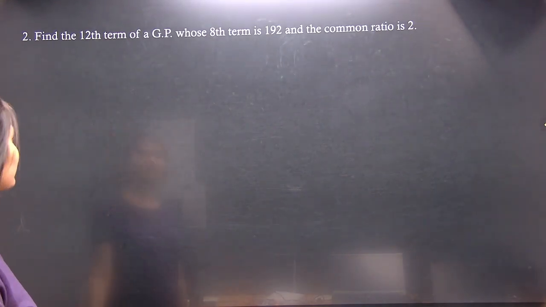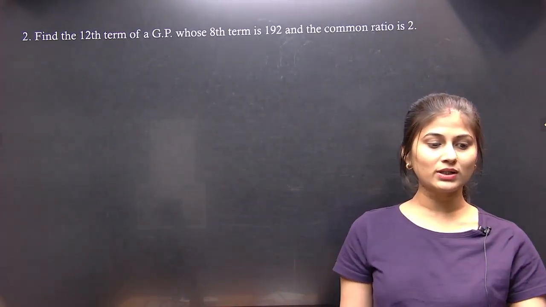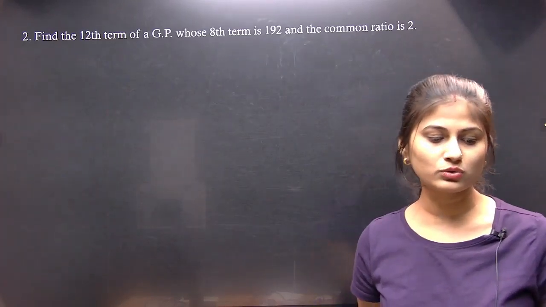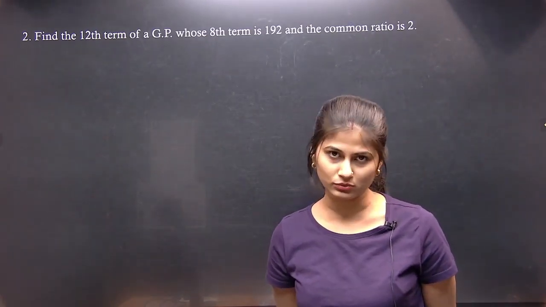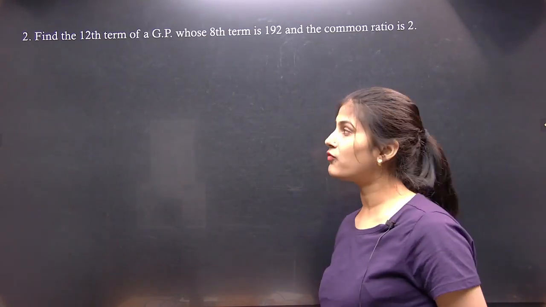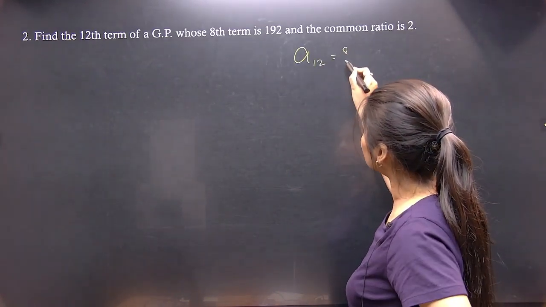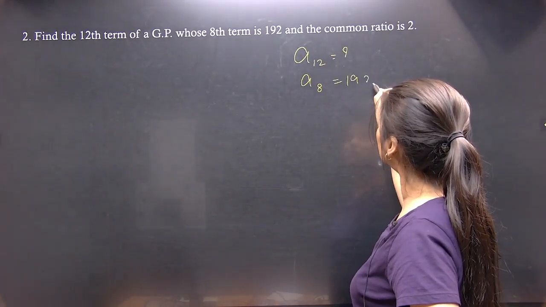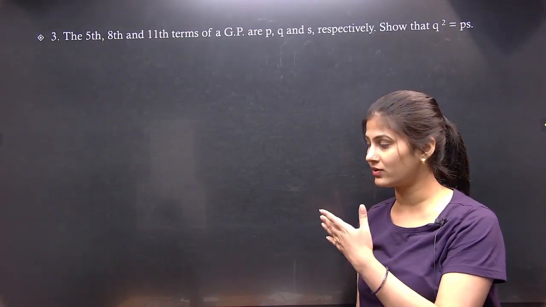Moving on to the next question, that is question number 2. Question number 2 says, find the 12th term of a GP whose 8th term is 192 and common ratio is 2. So you have to find the 12th term of a GP whose 8th term is 192 and common ratio is 2. This is the complete data given in the question.